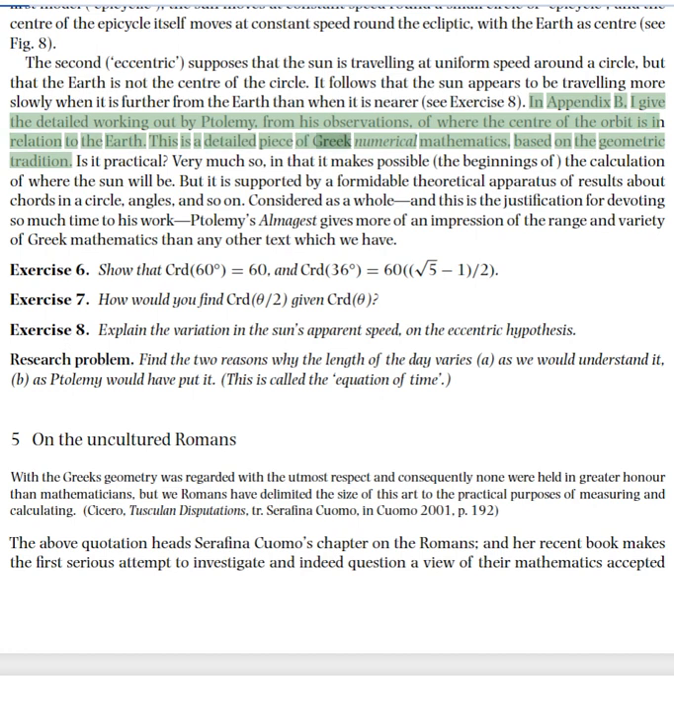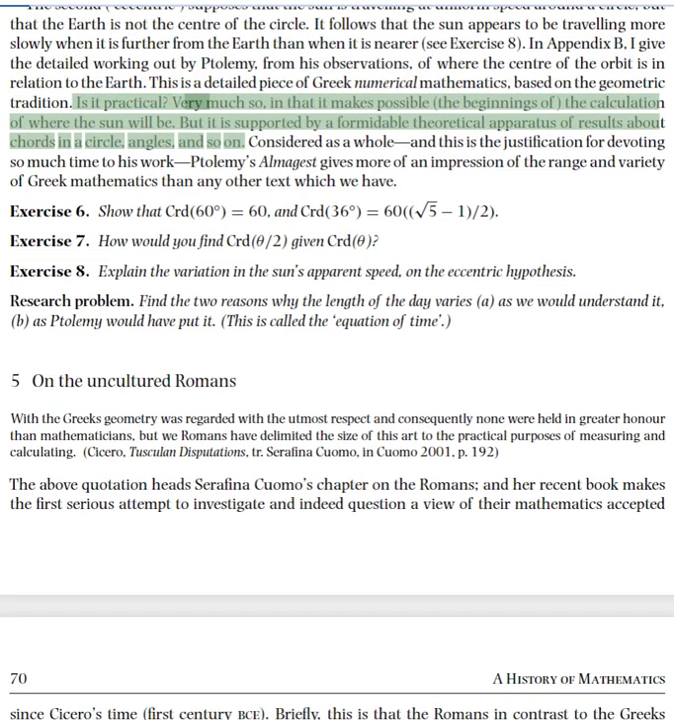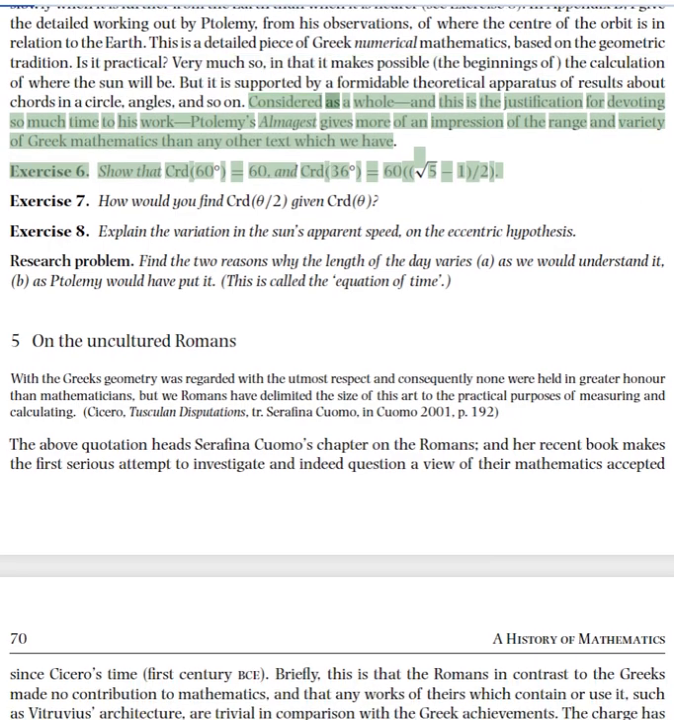This is a detailed piece of Greek numerical mathematics, based on the geometric tradition. Is it practical? Very much so, in that it makes possible the calculation of where the sun will be. But it is supported by a formidable theoretical apparatus of results about chords in a circle, angles, and so on. Considered as a whole, and this is the justification for devoting so much time to his work, Ptolemy's Almagest gives more of an impression of the range and variety of Greek mathematics than any other text which we have.